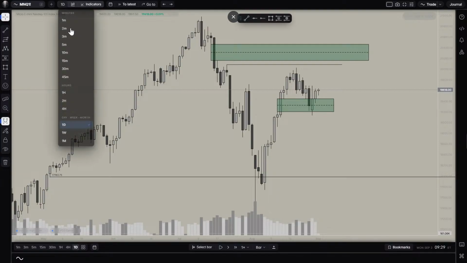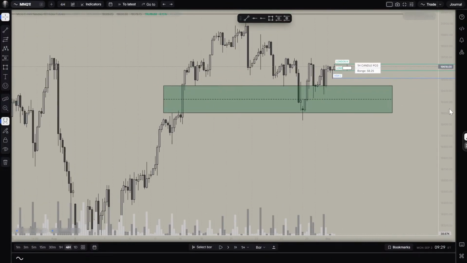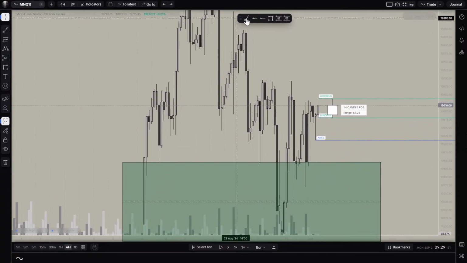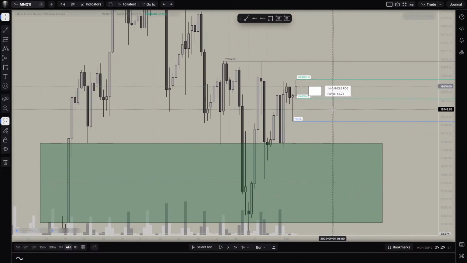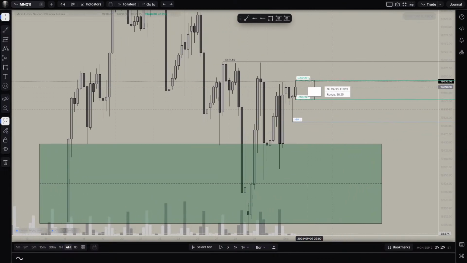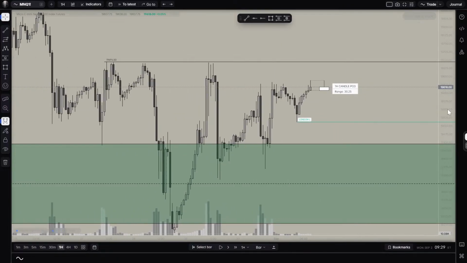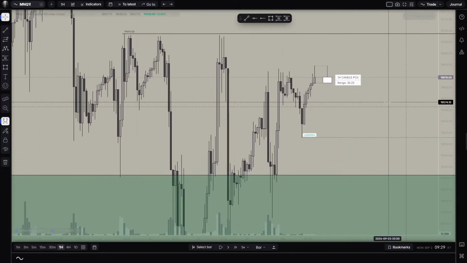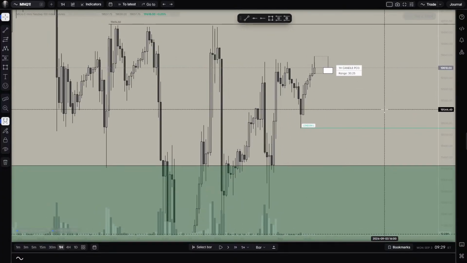So let's see on 4 hour. Another pool of liquidity here, equal highs. On hourly, I respected this gap also.